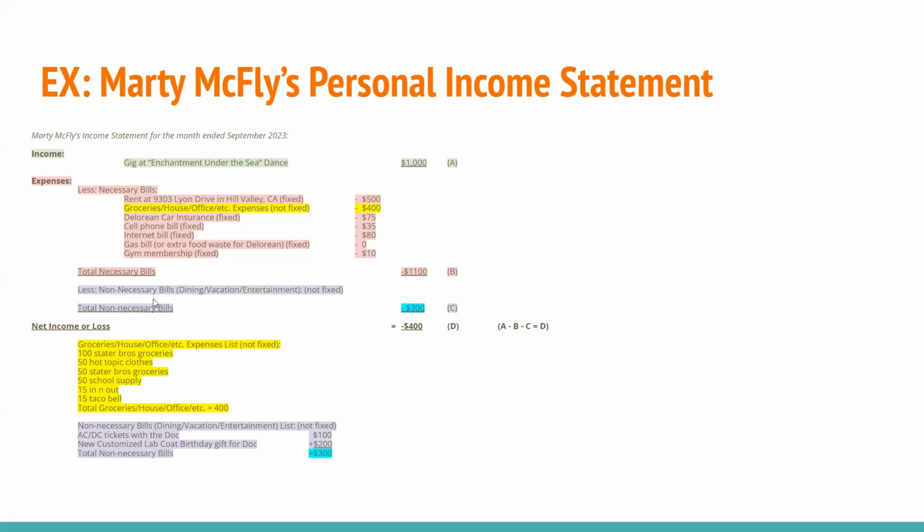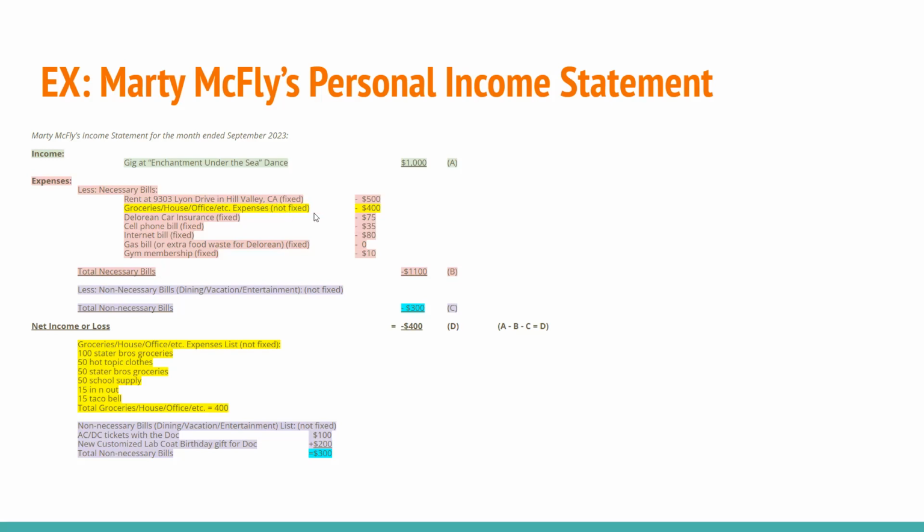So expenses include necessary bills. For example, rent is 500. Groceries, house, office expenses. This is a not fixed expense. Generally everybody's expenses will have 2 categories within the 2 categories, which is fixed and not fixed.